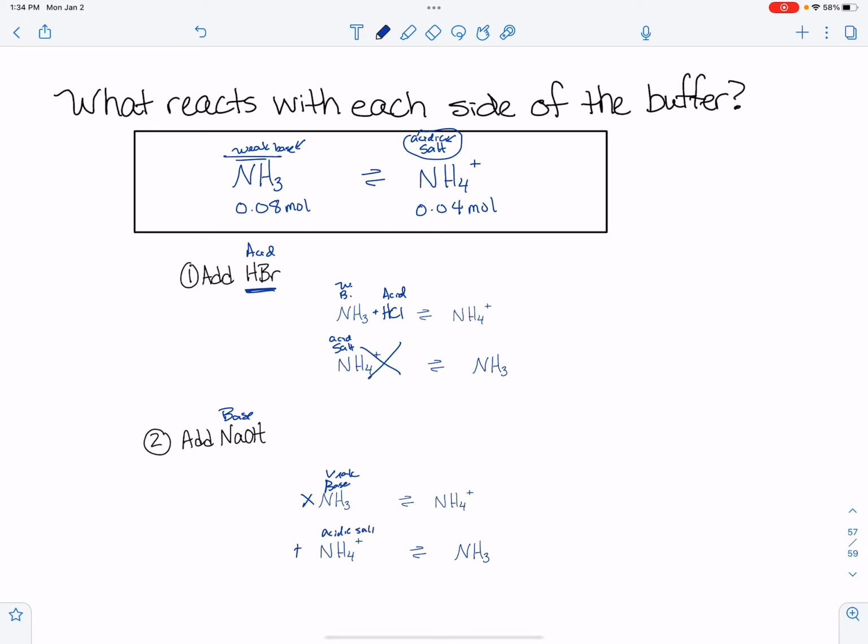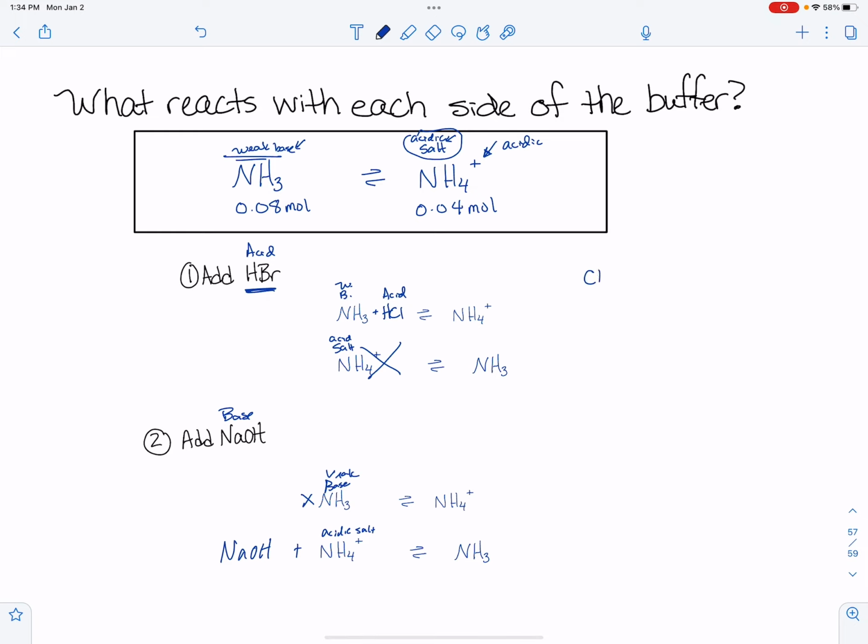So just look for the one of the two species that has more H's. This one has more H's, and that's going to be the acidic whatever it is. And that's what the base will react with, and it's what the acid won't react with.